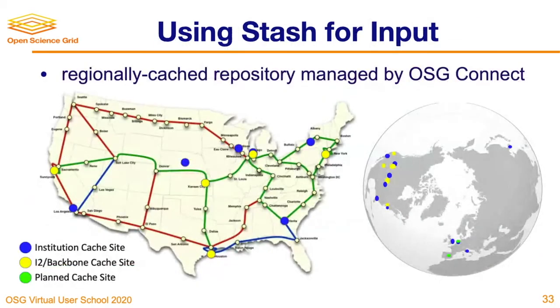As mentioned, Stash does have a number of regional caches across the US that are owned and operated by OSG. Owned is a bad word. We manage them. And you can see on this map, the blue and the yellow dots are current cache sites. We do have several across the US as well as a couple internationally. And then there's a couple more that are planned in Europe.